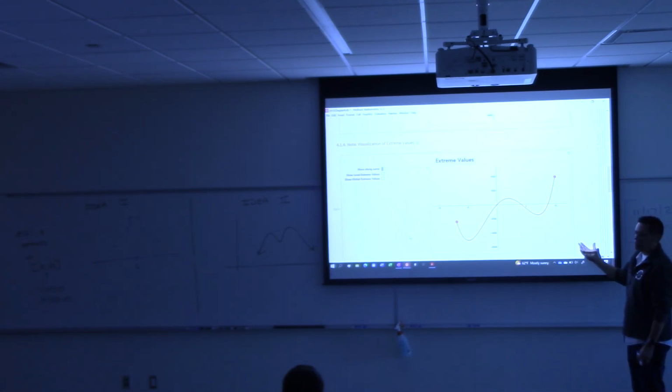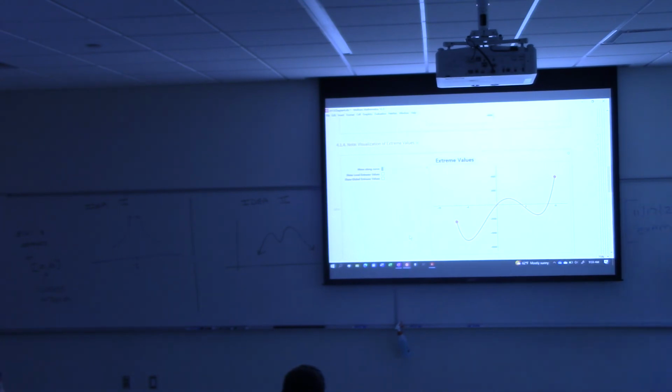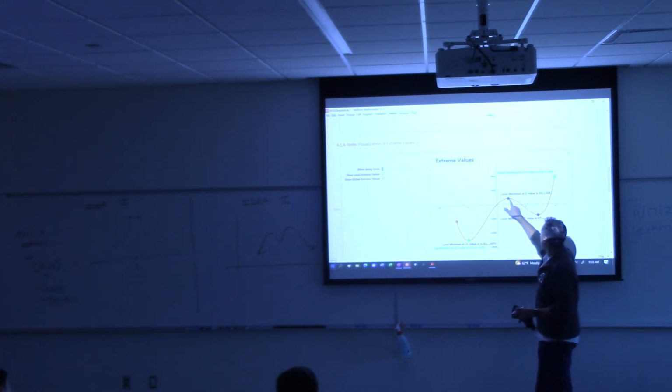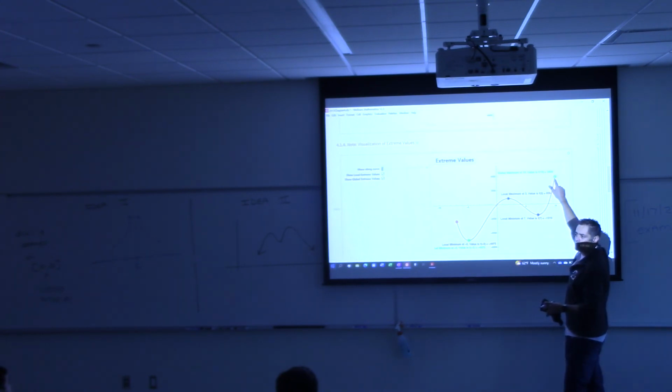This is not a trick question, okay? Do y'all see the global maximum? Where's the global max? Far right endpoint, right? Global minimum? Right here? There's your globals, right? And then your locals are going to be endpoints, local max, local min, local max, local min, local max.